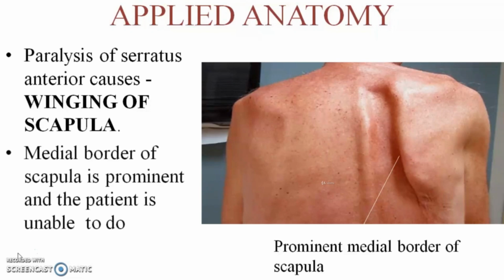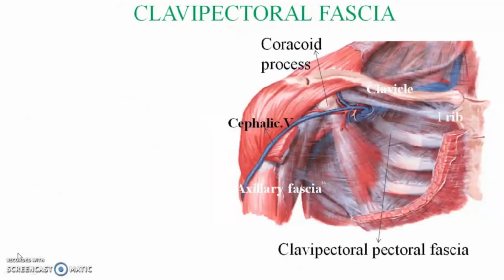And then the medial border of scapula is prominent and the patient is unable to do any pushing action. If a person is having this winging of scapula, the patient cannot do any pushing action. The medial border will be very much prominent.